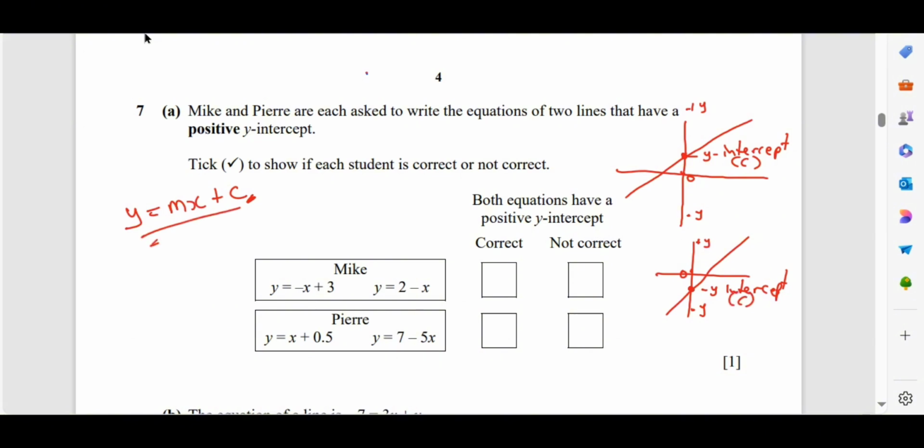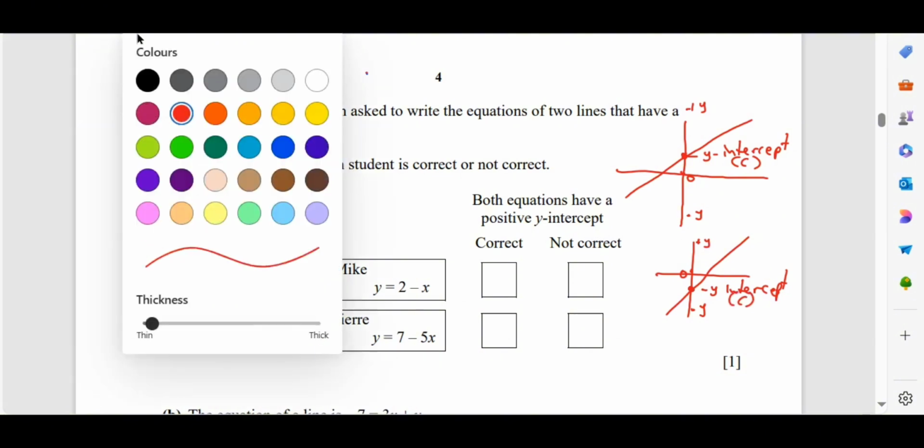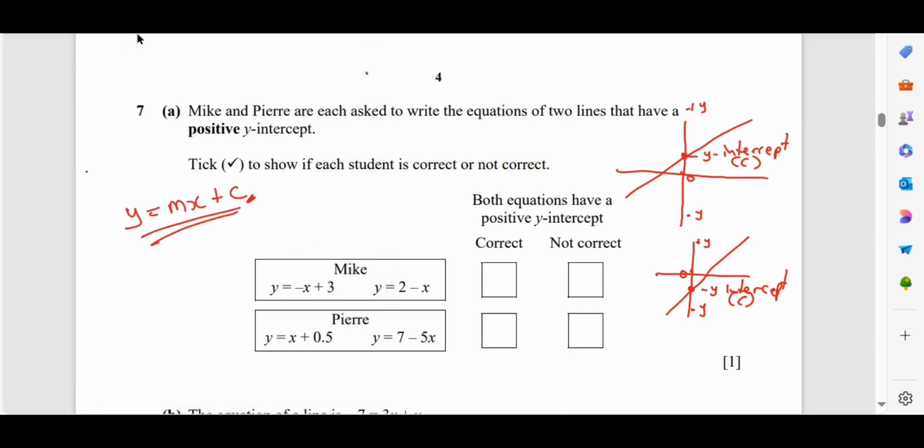If we are using this as our general equation of a straight line, so if you look here, this one here is positive, this one here is positive, this here is positive, this here is positive. So both of them, both Mike and Pierre, have a positive y-intercept for the equation that both of them gave us. So we mark that two of them are correct.